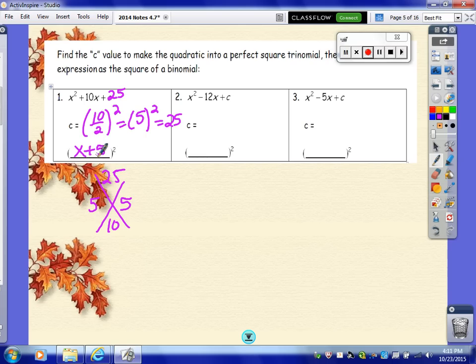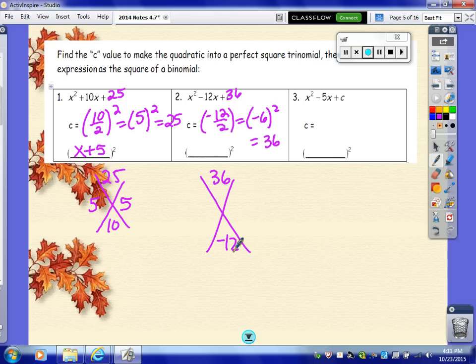All right, let's look at the second one. I've got half of negative 12 squared, which is equal to negative 6 squared, which is 36. So if C is 36, what multiplies to give you 36 but adds to give you negative 12, we get negative 6 and negative 6. So x minus 6 squared. Notice this becomes my factor.